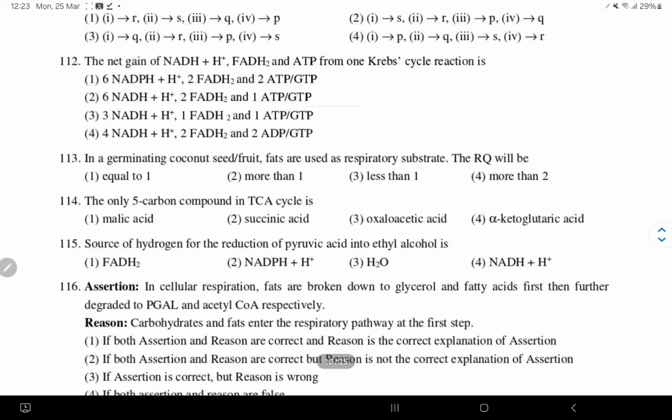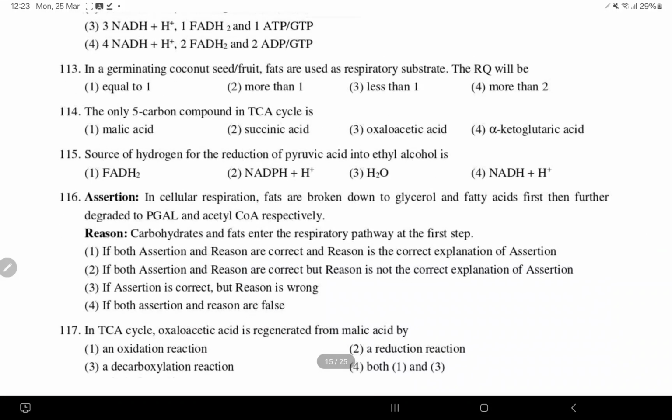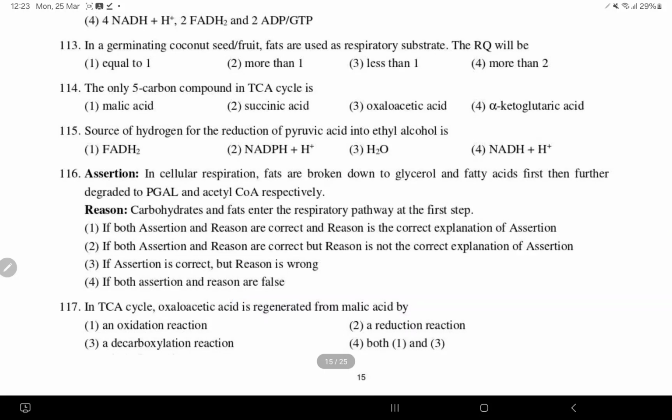The net gain of NADH plus H plus, FADH2 and ATP from one Krebs cycle reaction: it is 3 NADH plus H plus, 1 FADH2, 1 ATP or GTP. So option 3. In germination of coconut seed, fat is used as a respiratory substrate. The RQ value will be less than 1. Option 3. The only 5 carbon compound in TCA cycle is alpha ketoglutaric acid, that is the 4th one.